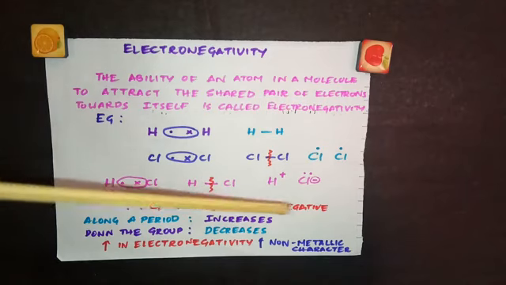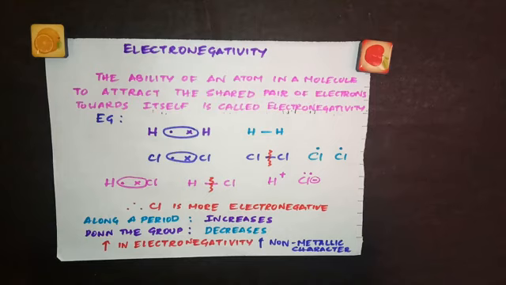As you move along a period, atomic radii decreases. So the tendency to hold the electron increases. So electronegativity increases. Because what is electronegativity? The tendency to attract the electrons in a molecule.